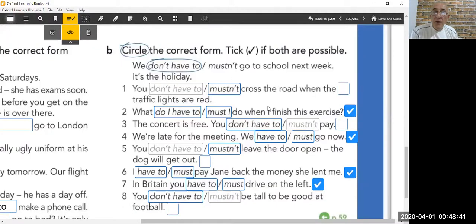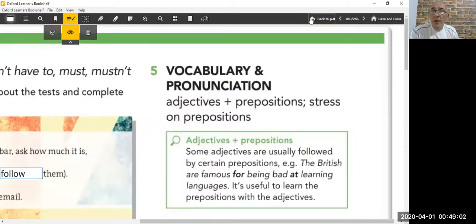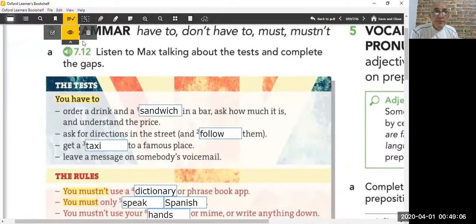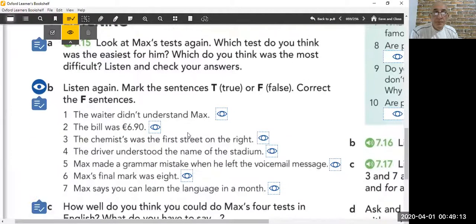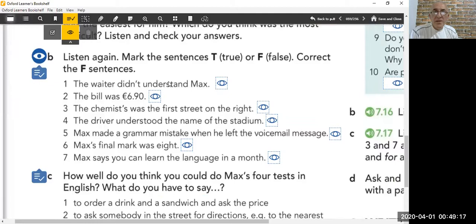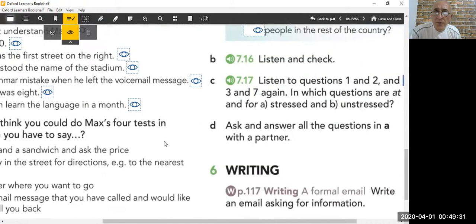Okay. So if you have a look again, sometimes there are two possible answers. Okay. So have a look. I will clear it up. Okay. I'm going back. So the waiter didn't understand Max. This is again related to story. I'll pass it again because we will go on with the grammar. I suppose it's more important to you. All right.